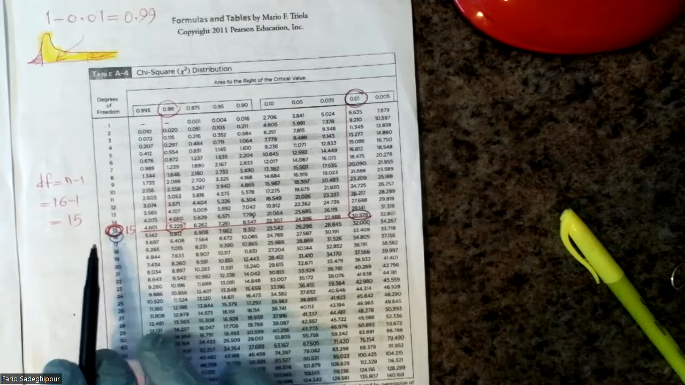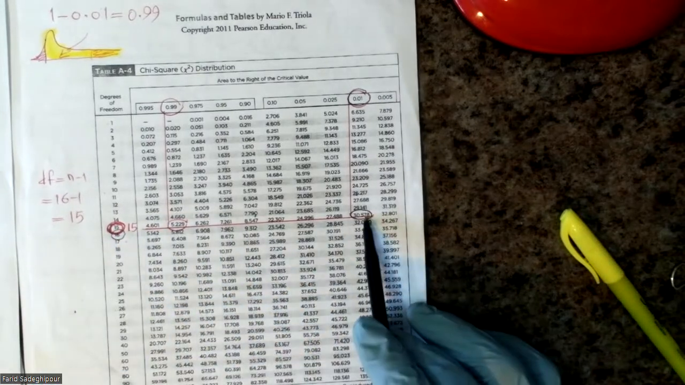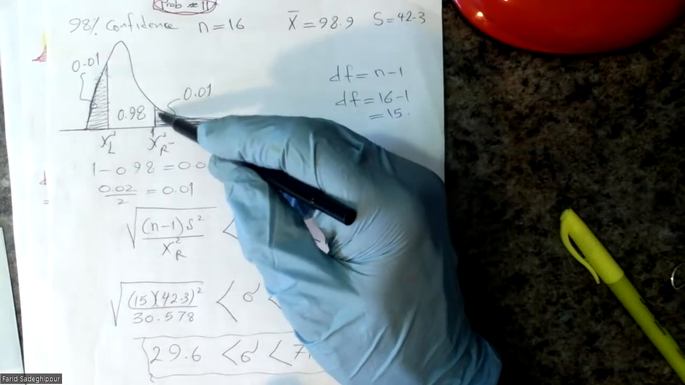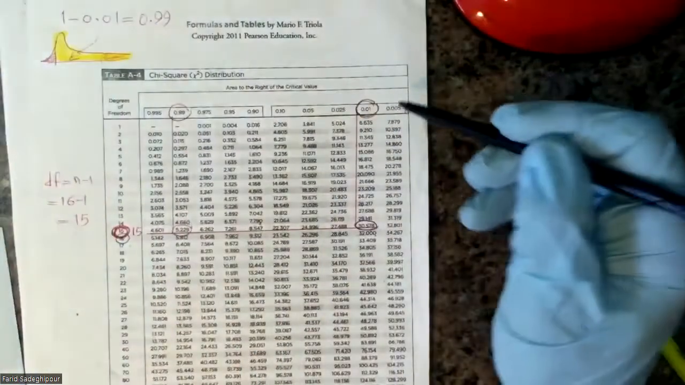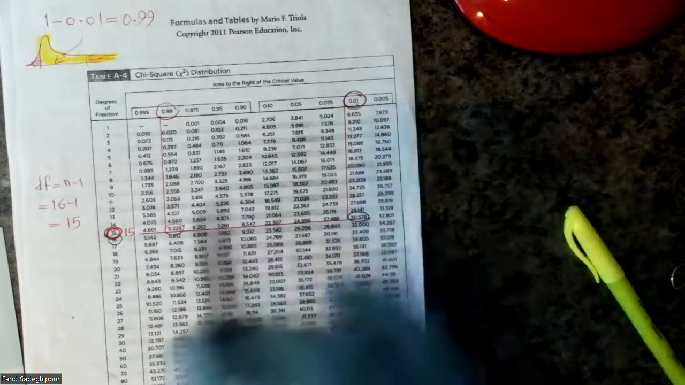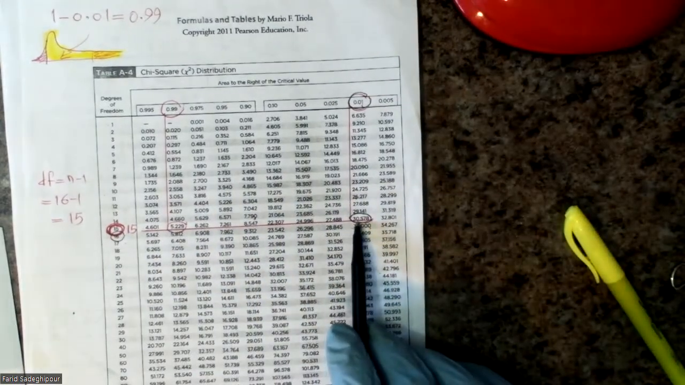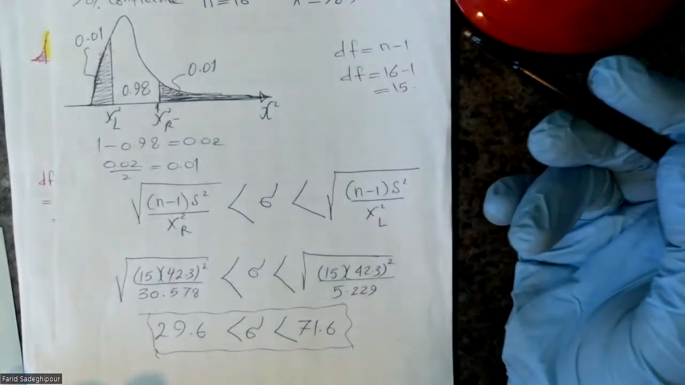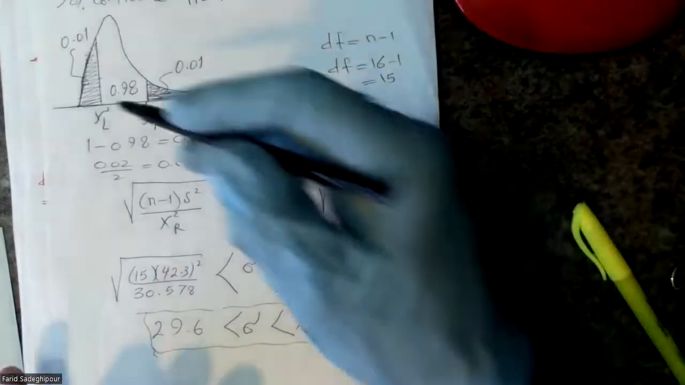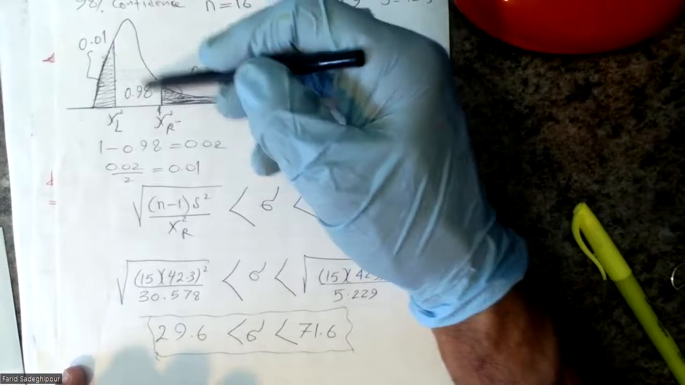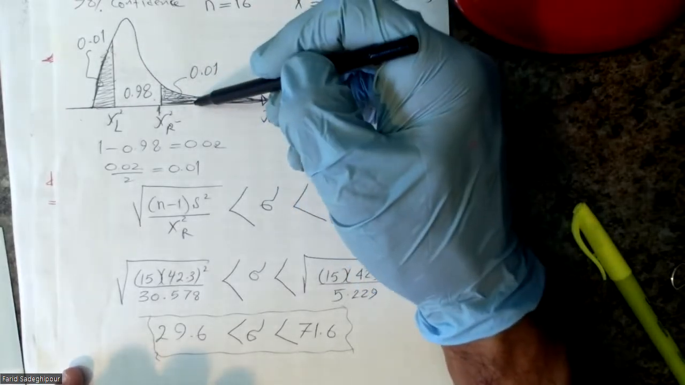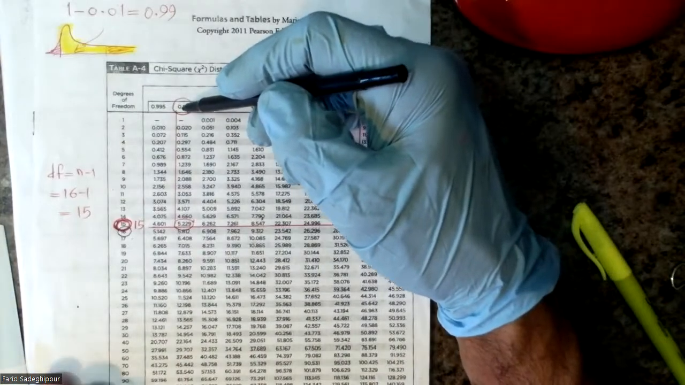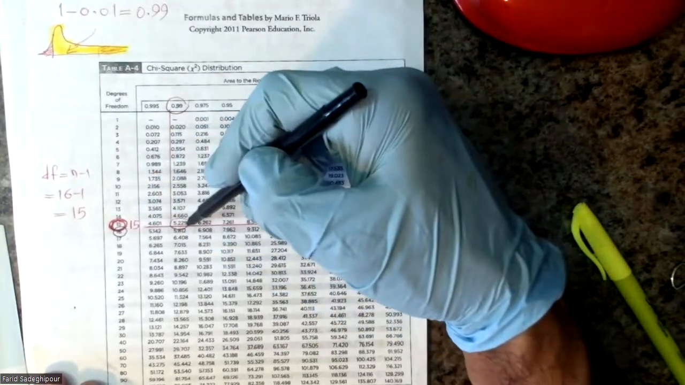How do you find it? So the first one, what is area to the right? What is this area to the right of this point? This area is 0.01. See, 0.01 is area to the right. 15 is 30.578. That is this number. And the other one, what is the area from here to the right? It's 0.98 plus 0.01. So it's 0.99. 0.99 area to the right with the same degree of freedom, it gives you 5.229.